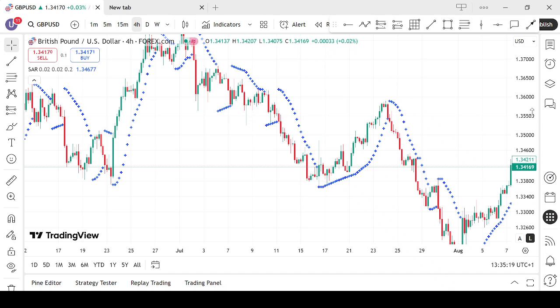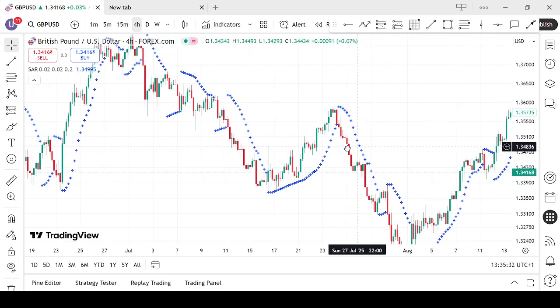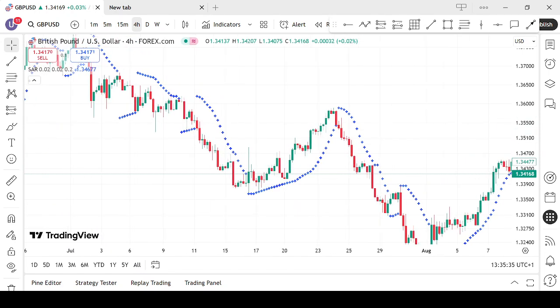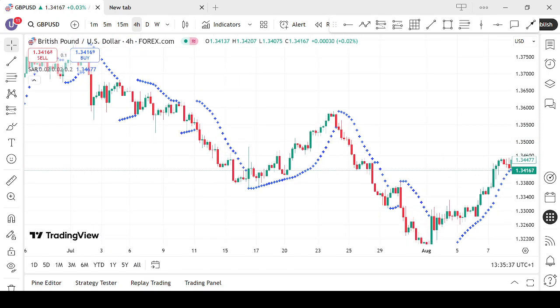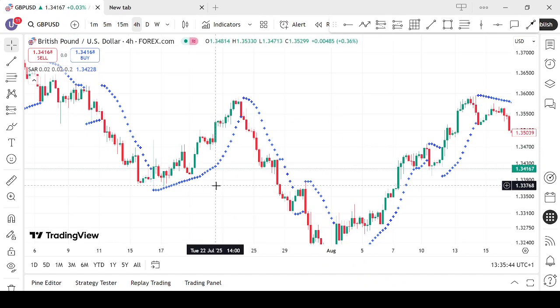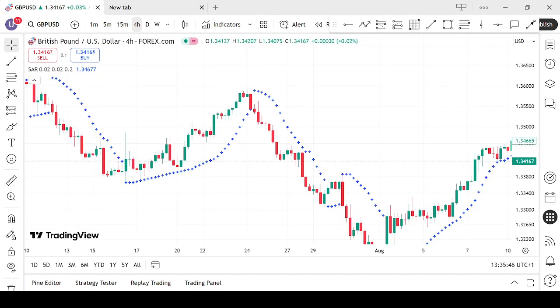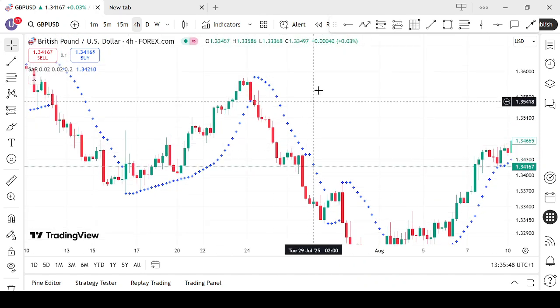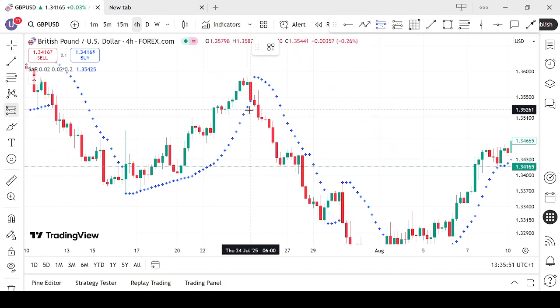Now let's see how we can place our stop loss. Once you have identified your entry point, a proper stop loss placement becomes crucial. The parabolic SAR acts as a dynamic stop loss mechanism. You have to place your initial stop loss at the level of the parabolic SAR dot that triggers your entry. So at this area where we are about to enter the market, at the second or the third dot, you will place your stop loss above.